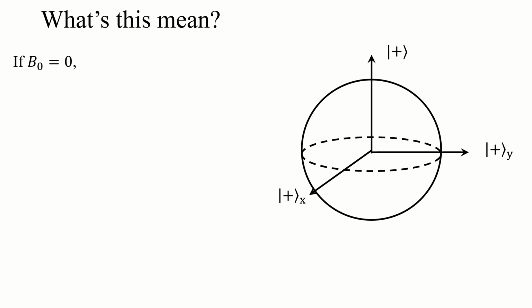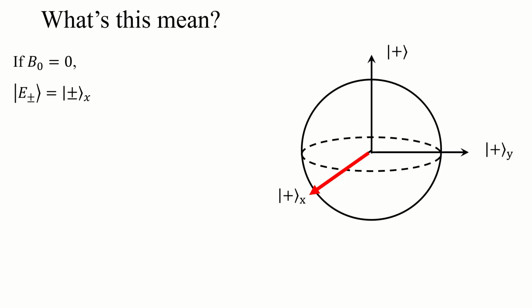So let's look at a case. Let's say B0 equals 0. So we actually don't have a magnetic field in the z direction. We only have that x component. Well, that means that our energy eigenbases would be that spin in the x direction, that plus or spin up or spin down in the x direction. So that sort of defines what I like to think of as the axis our Hamiltonian is in this Bloch sphere representation.